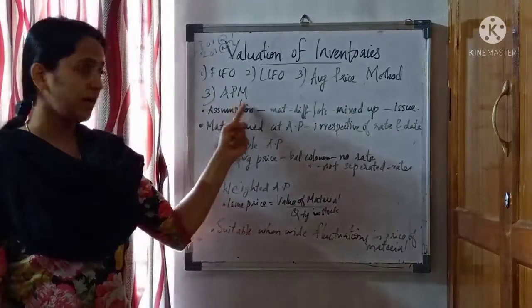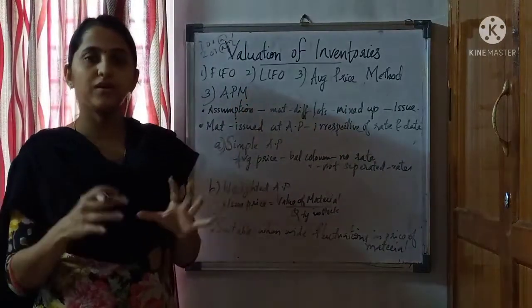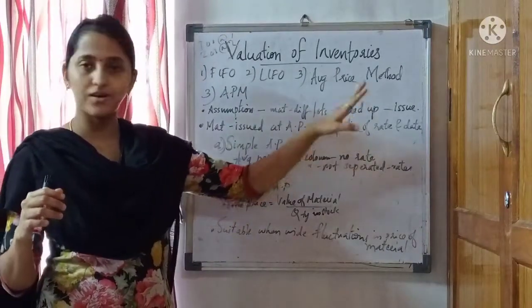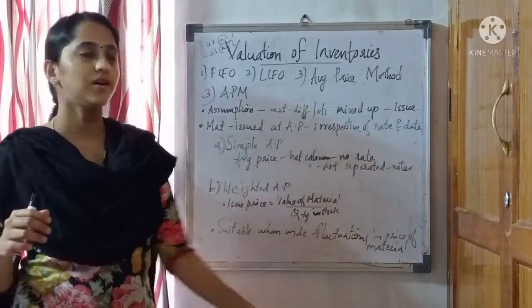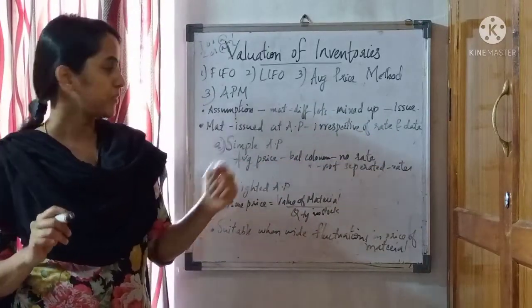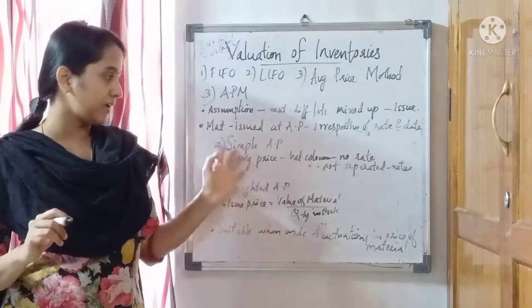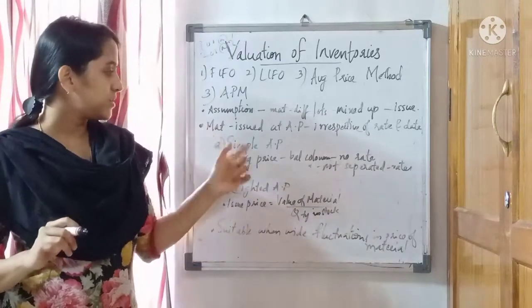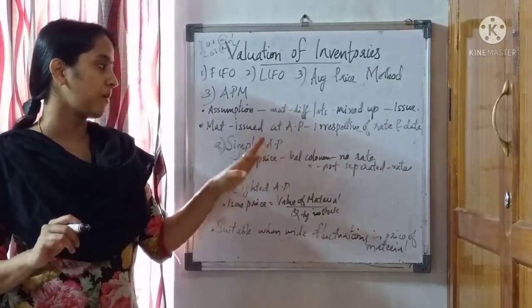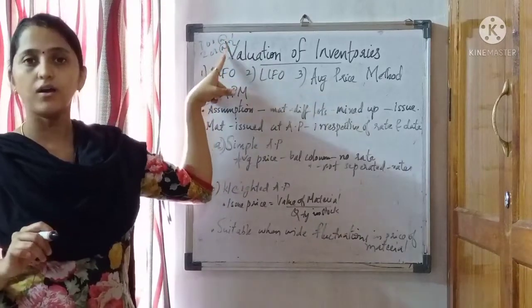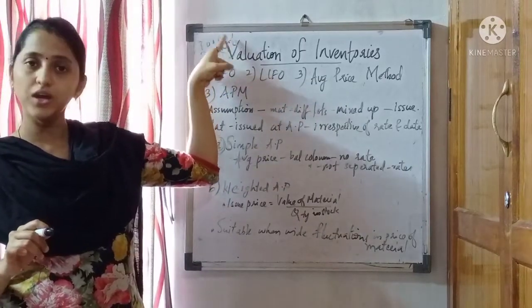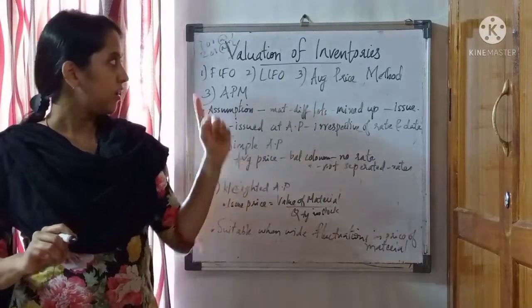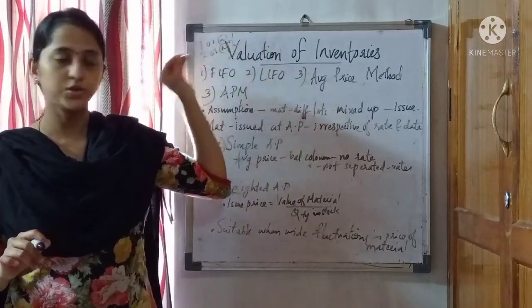So under the average price method we do not choose an order. There is no importance of rate or date, we take an average rate. So under the average price method, there are again the simple average price method and also the weighted average price method. Simple average price method means here we just calculate the average of the two rates. We calculate the average price. Okay, that's it. Then we'll get the issue rate.